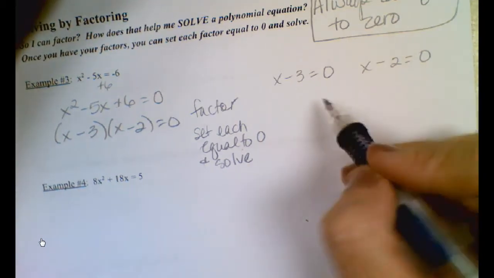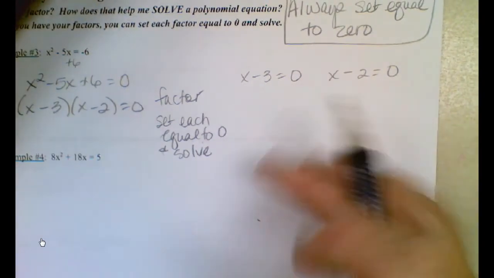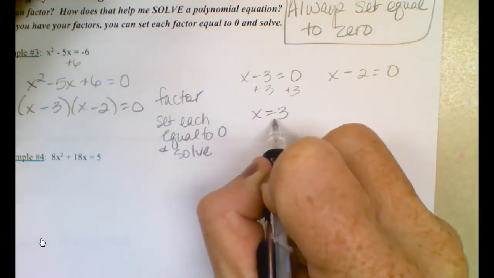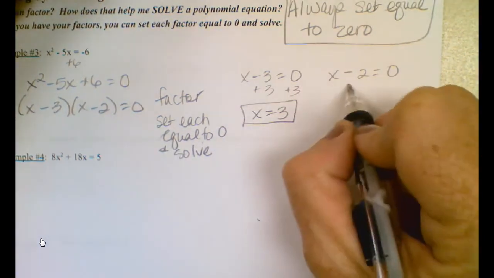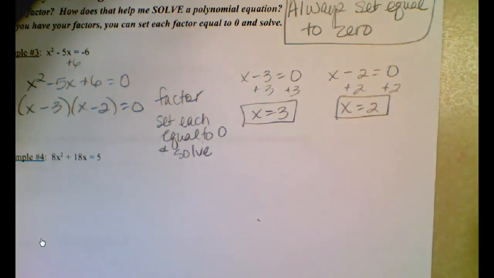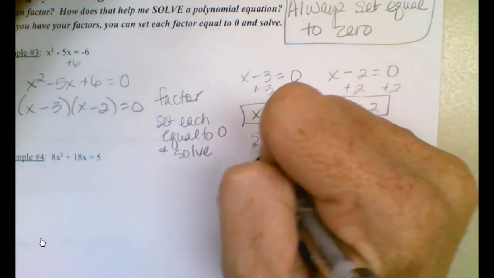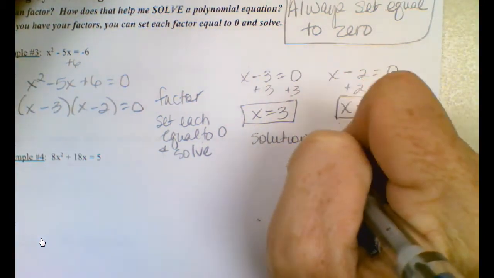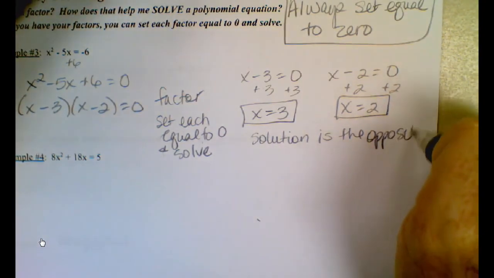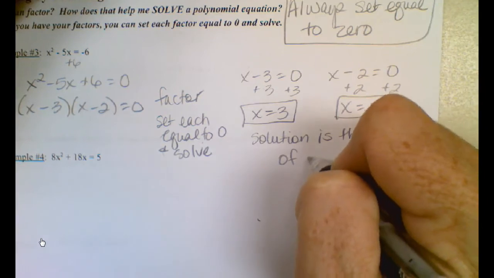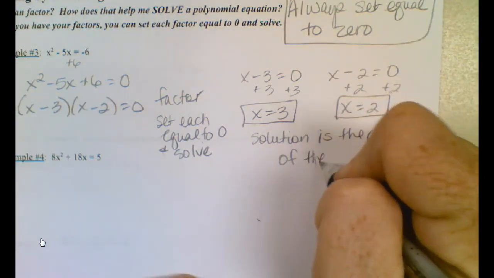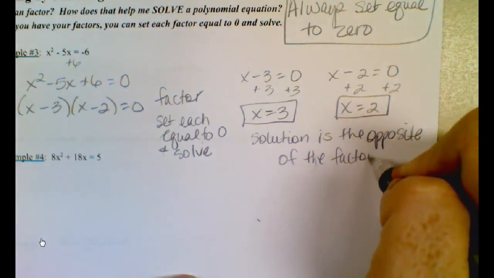The more you do these, you're going to see that there's something that happens. So if I add 3 to both sides, I get x equals 3 as one of my answers, and I add 2 to both sides, and I get x equals 2 for my other answer. Your solution is the opposite of the factors. Okay, always.